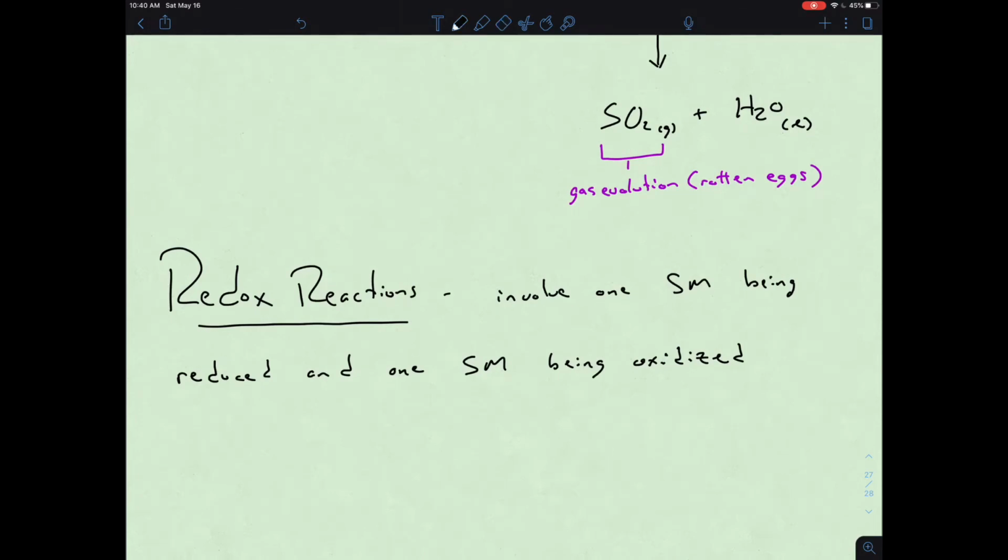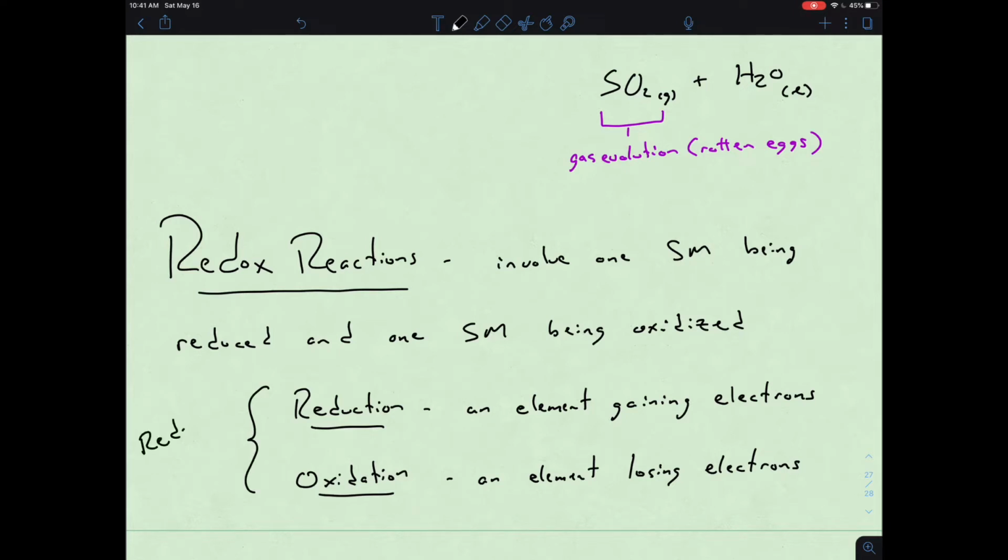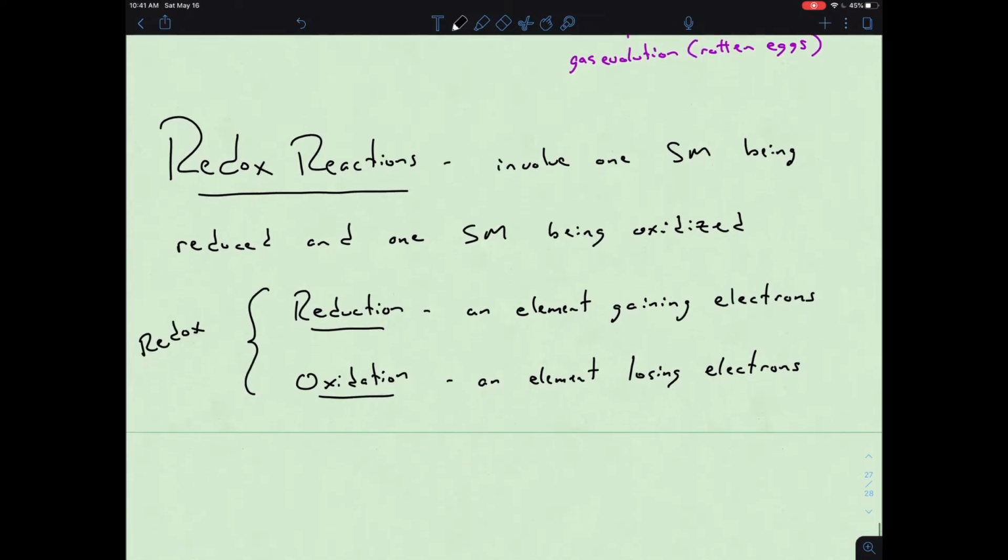So our reduction is an element gaining electrons, and an oxidation is an element losing electrons. And you bring those two together, we have redox. I used to remember this from high school.